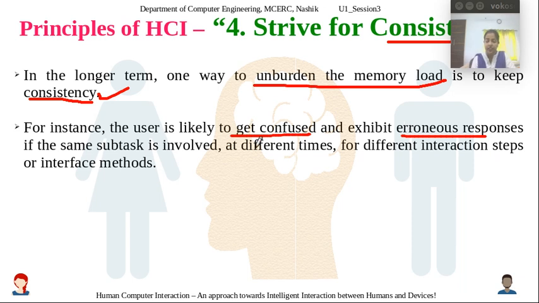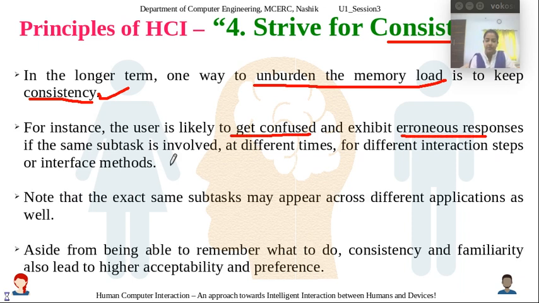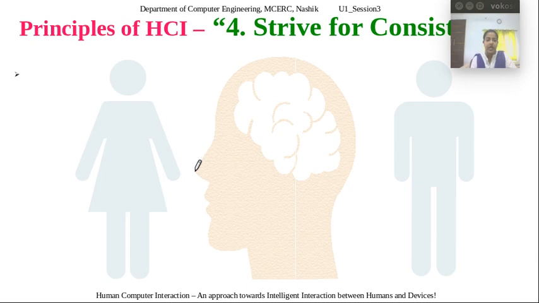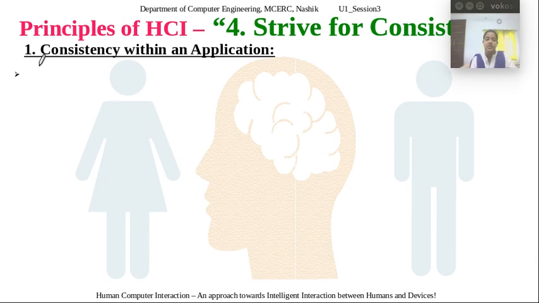This is the impact of negative consistency. If your application is giving negative consistent performance, that means consistently bad performance. Okay, so whenever we talk about consistency, there are two examples, out of which the first is consistency within an application. You have to work on this now: consistency within an application.